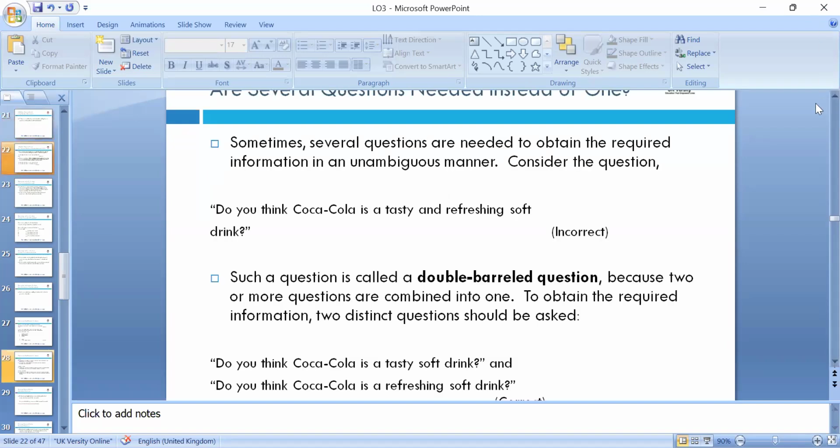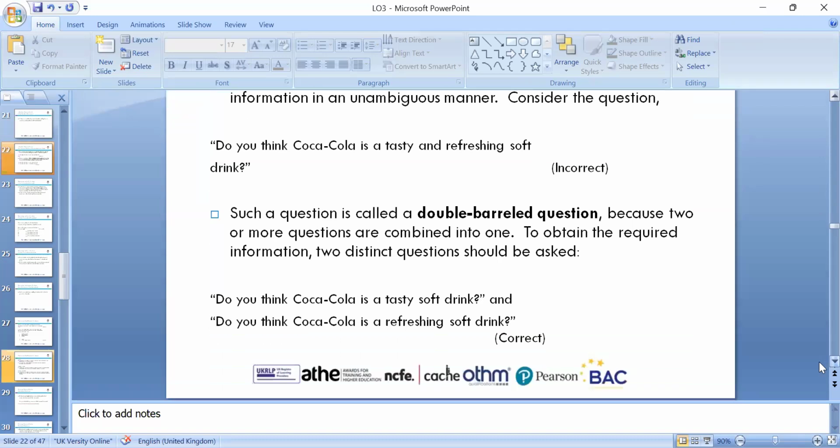When we look at these questions, sometimes several questions obtain repeated information. Take: do you think Coca-Cola is a tasty and refreshing soft drink? Such a question is double-barrelled. Instead we can ask two questions: do you think Coca-Cola is a tasty soft drink, and do you think Coca-Cola is refreshing? That is the correct way to answer instead of a double-barrelled question.